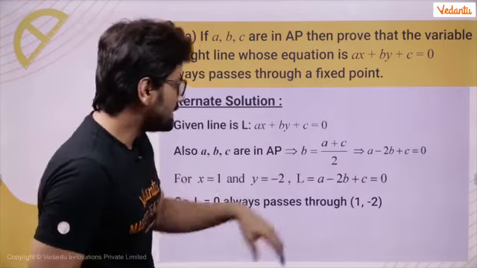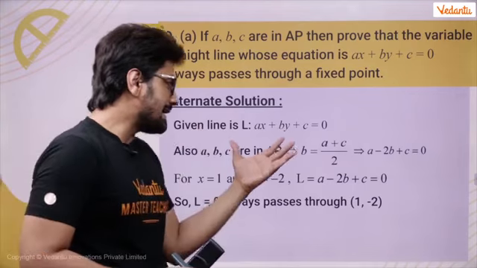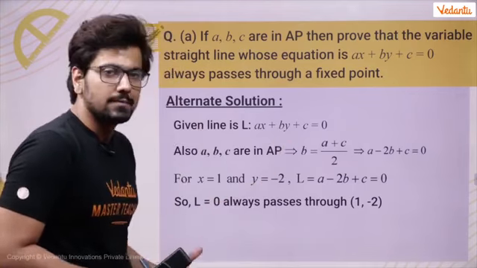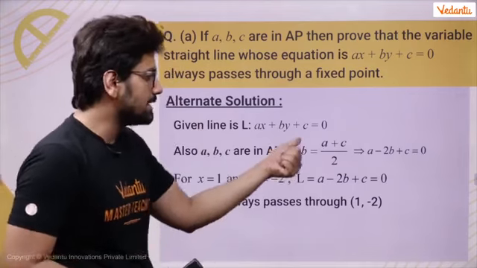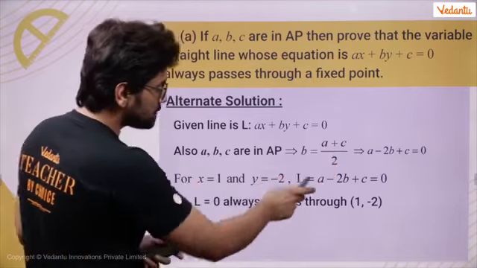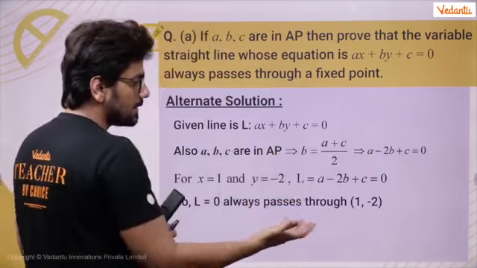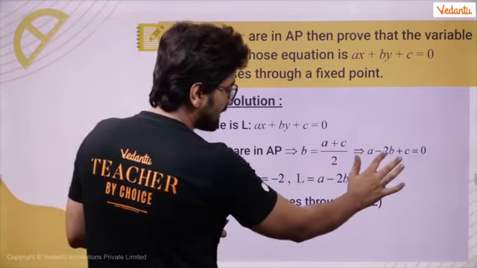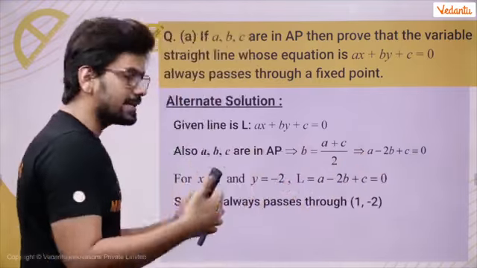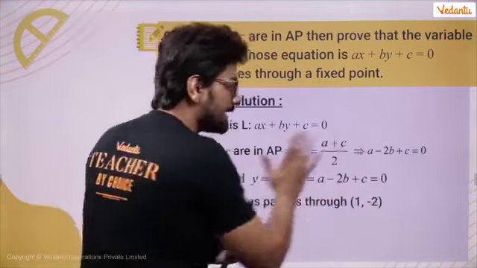Now, alternate solution. So this is the line ax plus by plus c equal to 0. And this is the relation. We know that b is equal to a plus c by 2. So just multiply this 2 in the left hand side and bring this term 2b to the same side. You are going to get a minus 2b plus c equal to 0. So this is the relation between a, b and c if a, b, c are in AP.